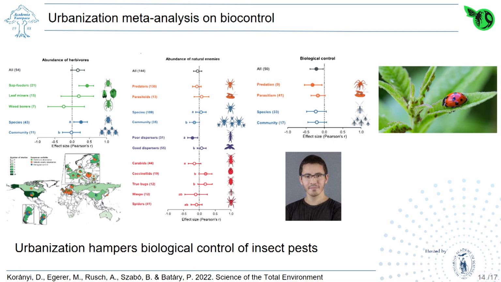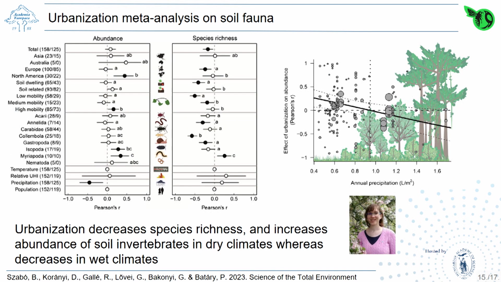We found some losers, especially poor disperser natural enemies seem to be disadvantaged. And all in all, we showed on the right side that there is an overall negative effect of urbanization. So urbanization hampers biological pest control in general. And the last meta-analysis I want to show, again from our research group, is by Borbála Szabó.